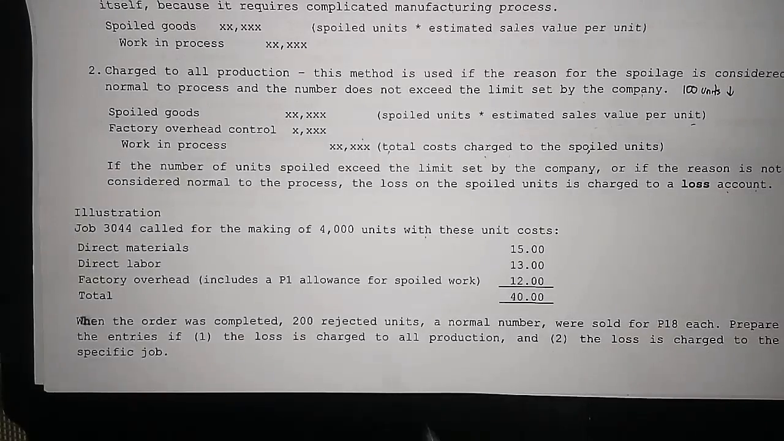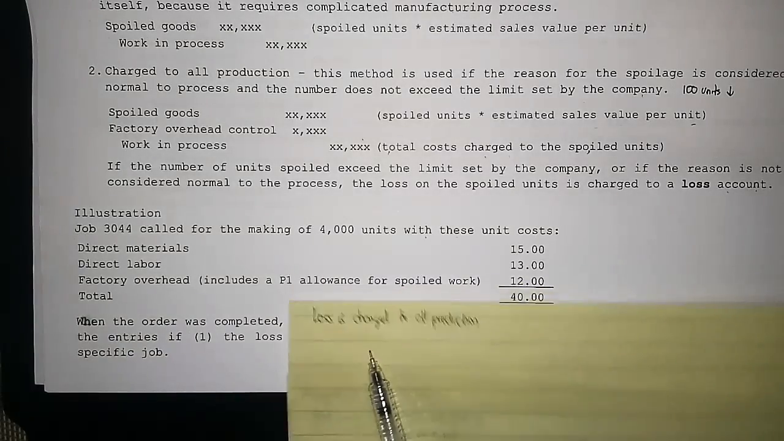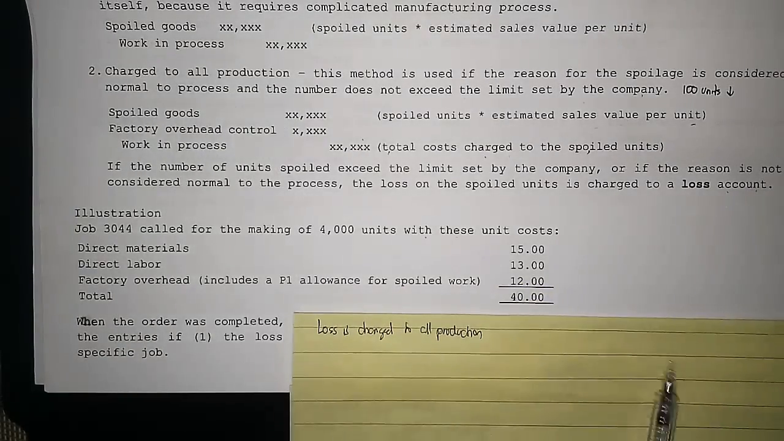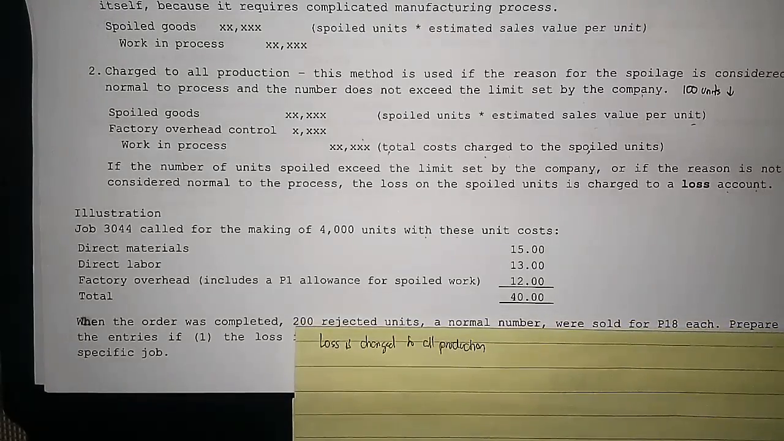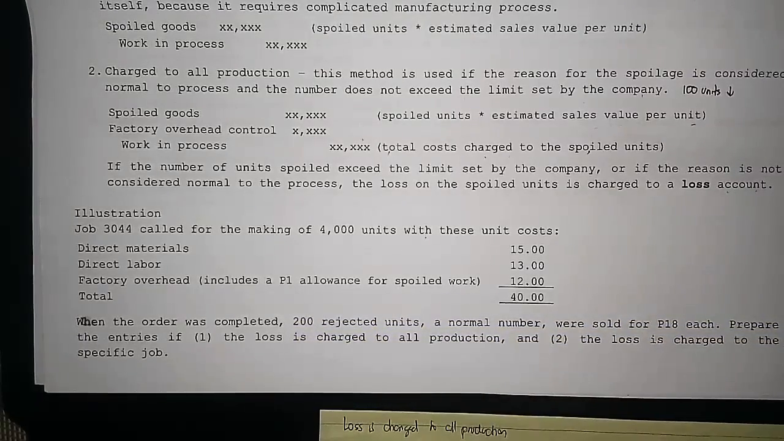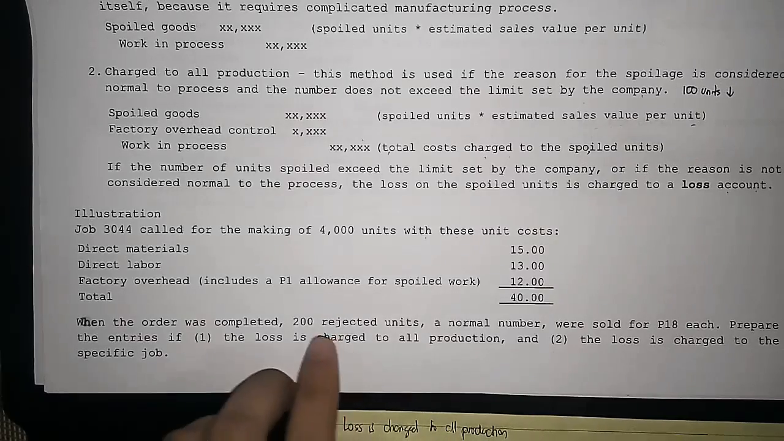Okay, uunahin natin yung number 1. The loss on spoilage or the loss on the spoiled units is charged to all production. So, ang gagamitin natin ay ito, yung charge to all production. So, kailangan natin journal entries. Unang journal entry is to record yung direct materials, labor, and factory overhead para sa 4,000 units.